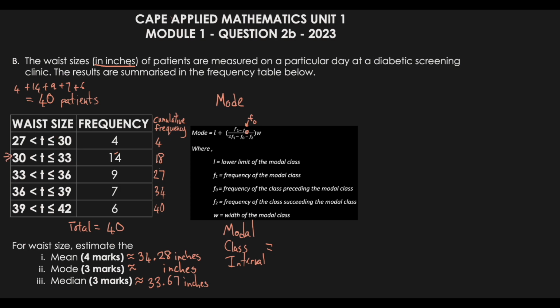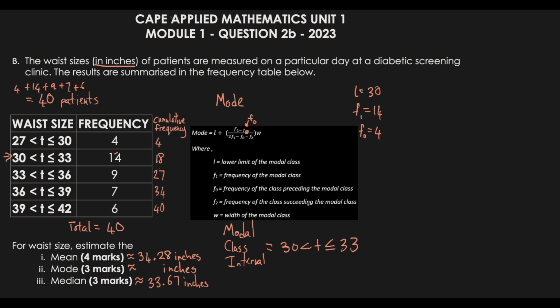The waist sizes in inches are more than 30 but less than or equal to 33. All right, so now we can look at these values. So we can say that the L value represents 30, the F1 value, the frequency of the modal class, is 14. We have F0, the frequency of the class preceding the modal class, so the class before the modal class, which would be this one here, which is 4.